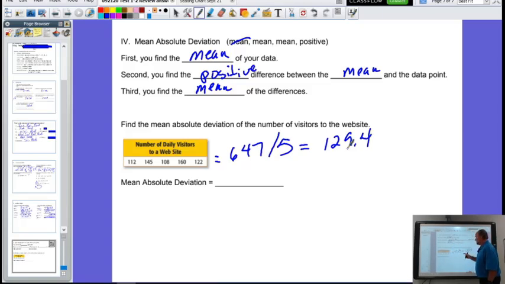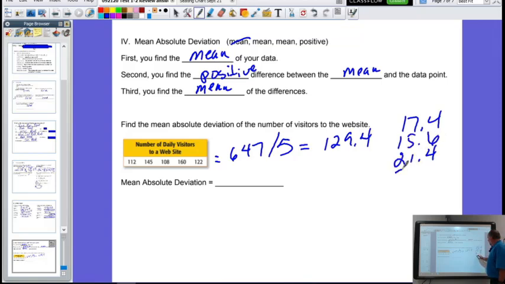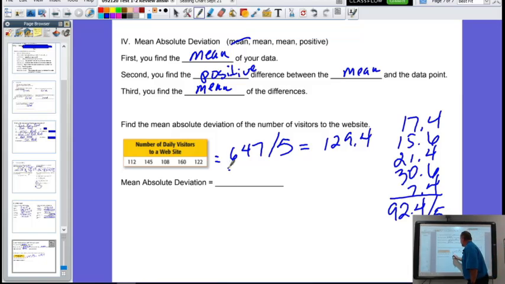Okay, so the positive differences are going to be 17.4, 15.6, 21.4, 30.6, and then 7.4. So each of those are the positive differences between this data value and this mean. And so now what we have to do is add these numbers up. And if you add those numbers up, you get 92.4. Then we take that amount and we divide it again by the number of numbers we have, which is 5. And you find out that your mean absolute deviation is 18.48.